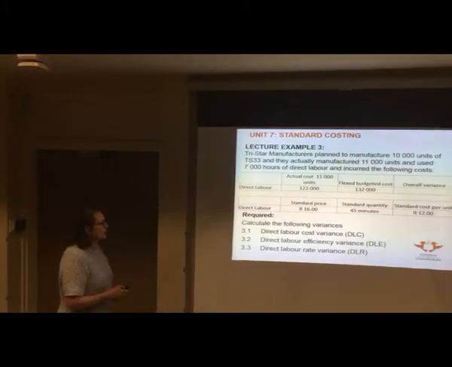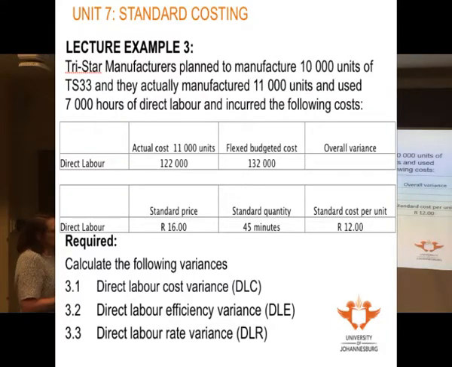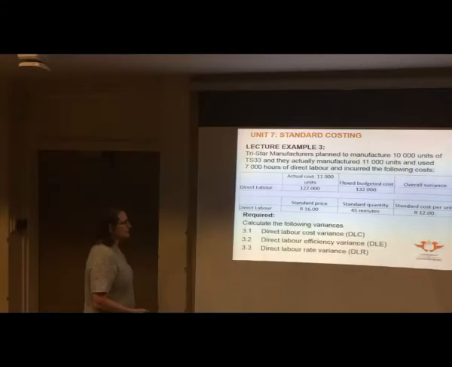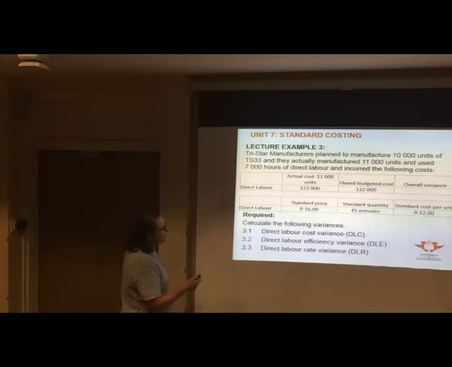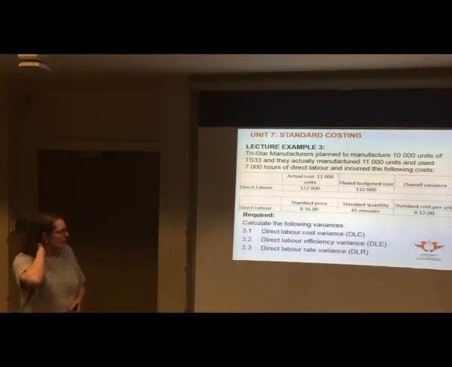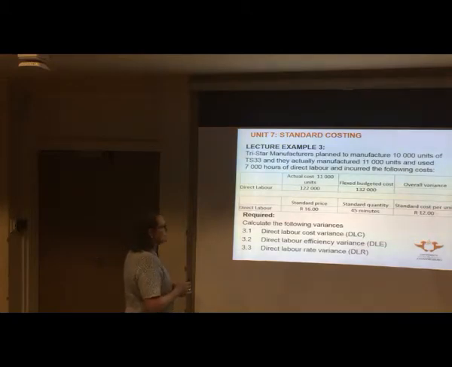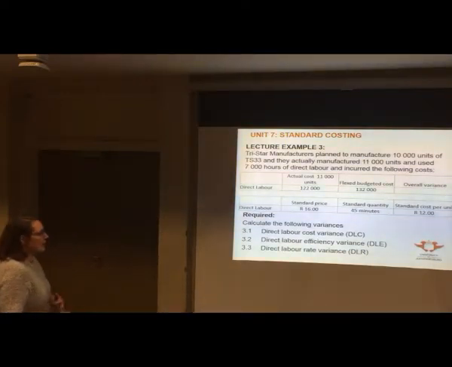So here are the figures we've been given. You can see these two are quite similar, but we're going to do other examples that are different. We've once again been given the actual cost for the 11,000 units. They actually manufactured 11,000 units. They used 7,000 hours of direct labor to manufacture 11,000. So this is the actual hours that they've used as well. Like the actual materials, that's the actual hours. So now we want to calculate the overall direct labor cost variance. And then we want to calculate the efficiency and then the rate. So we're going to go back to our picture. You've got this slide in front of you.